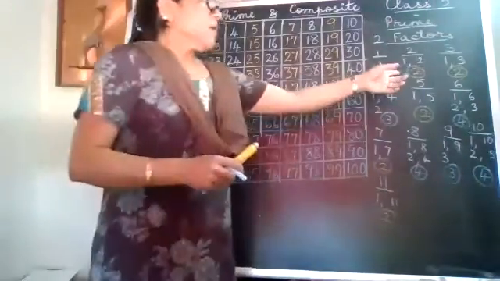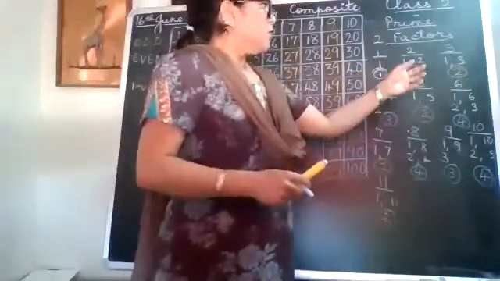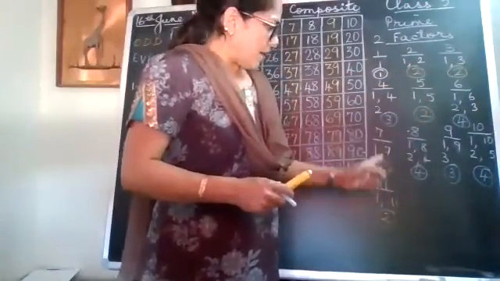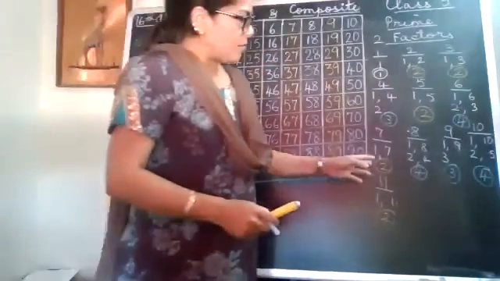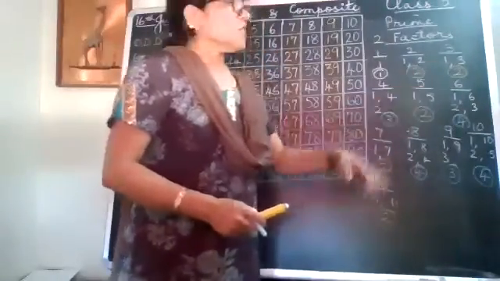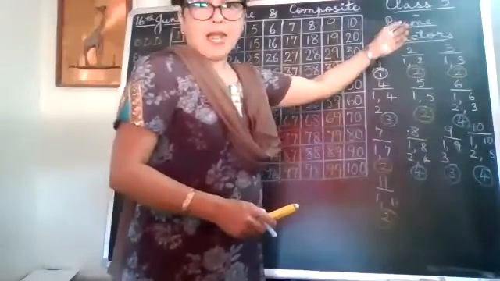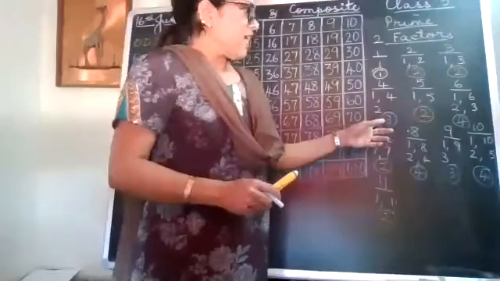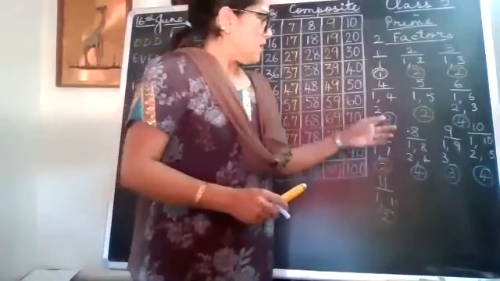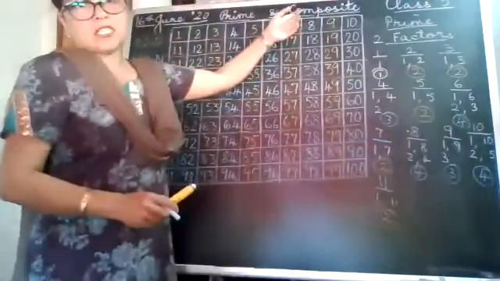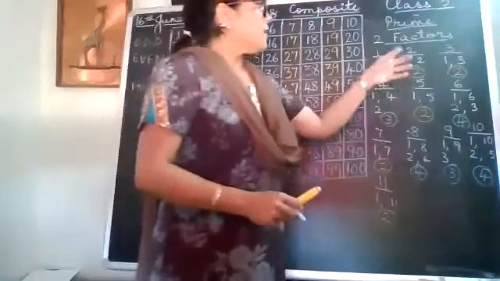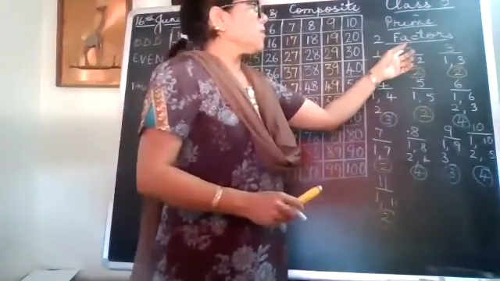And these numbers which have 2 factors, 2, 3, 5, 7, 11, they are having 2 factors. So these type of numbers which have only 2 factors are called prime numbers. Okay? And the other numbers which have more than 2 factors, they are called composite numbers. That is the meaning.